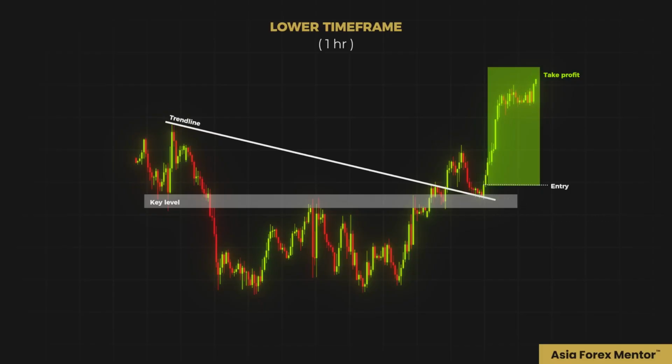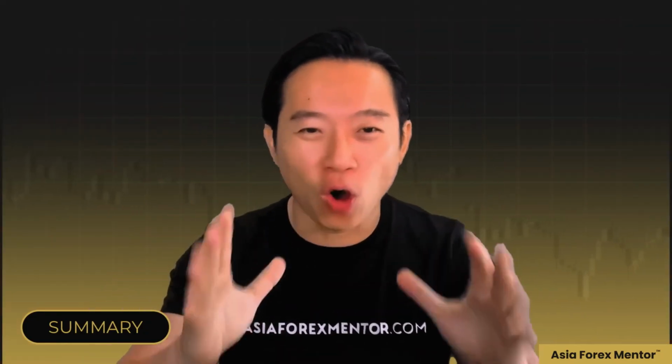Your stop loss, it goes where? If you want to be safe, you can go below the double bottom low, just in case price dips below. And then your take profit can be at the next key level above. Cool? Right, so now here's what it all comes down to.